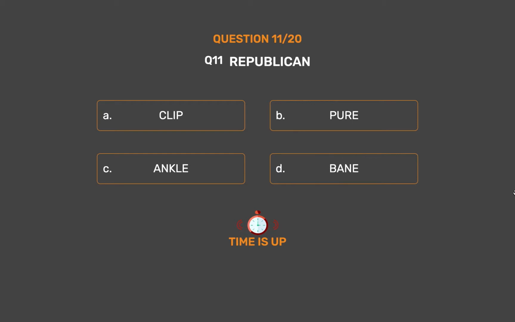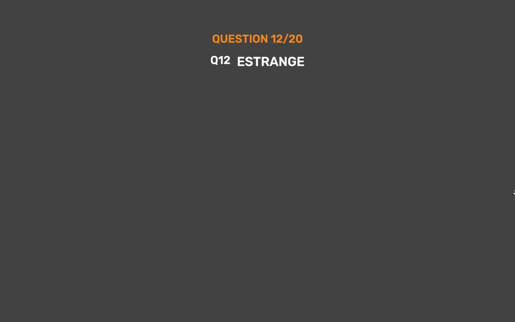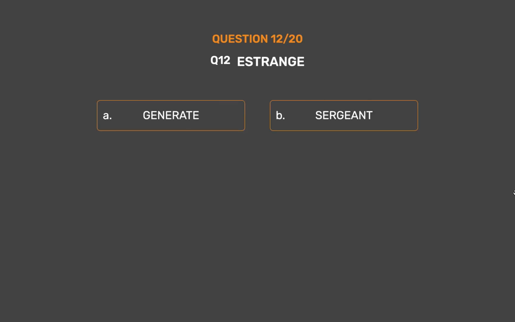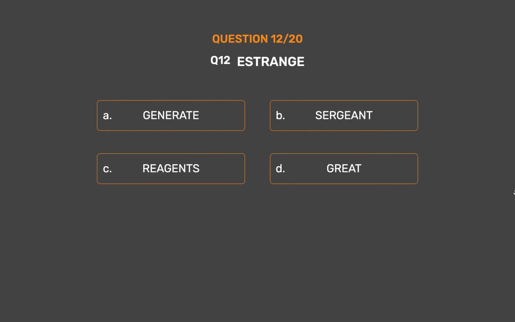The correct answer is option C. Ankle. Question number 12. Estrange. Option A. Generate. Option B. Sergeant. Option C. Reagents. Option D. Great.